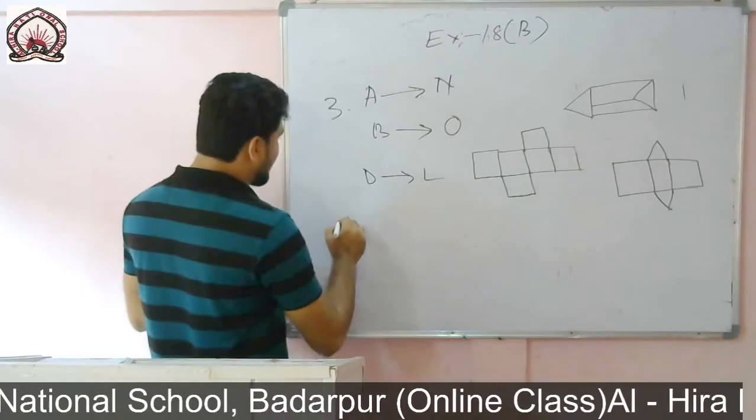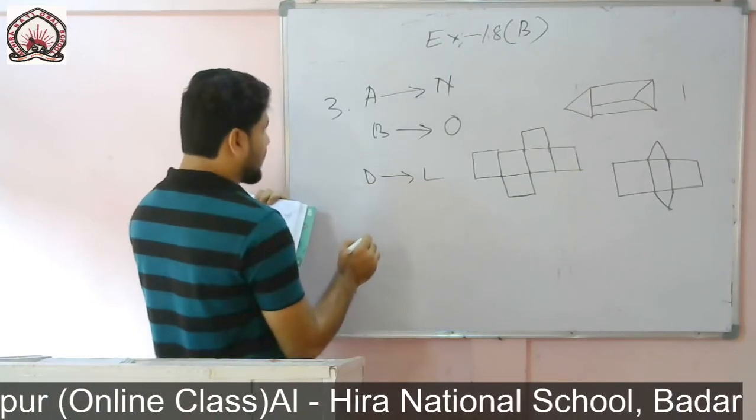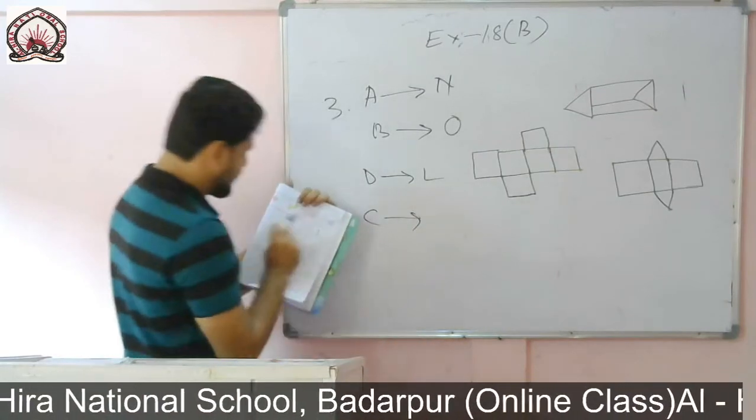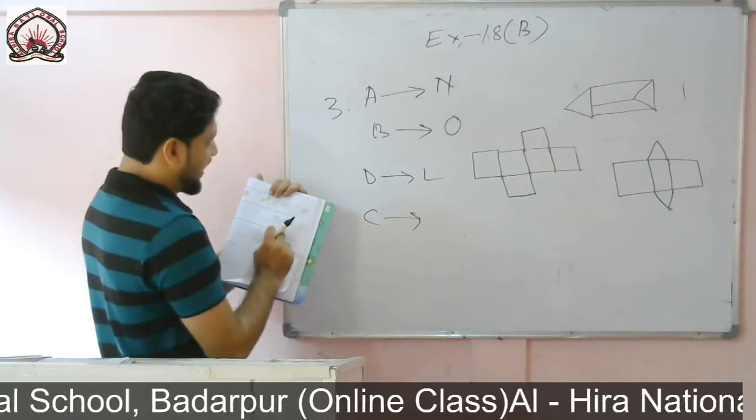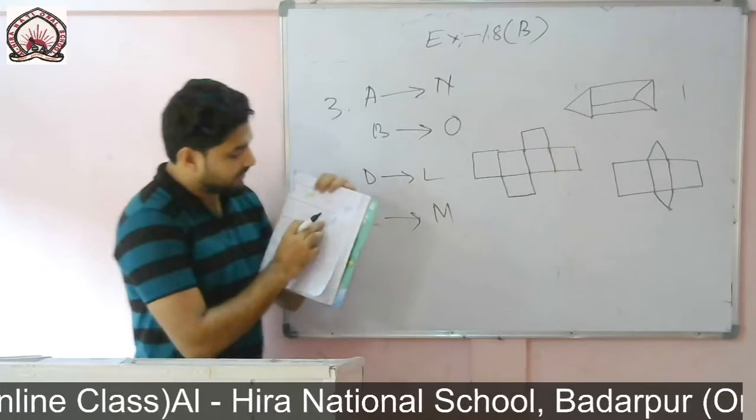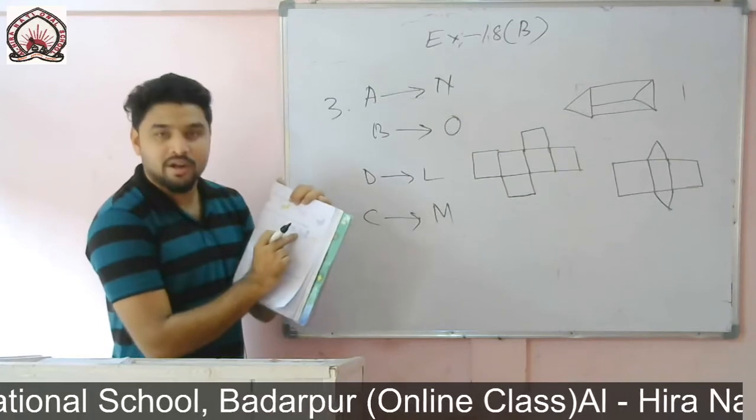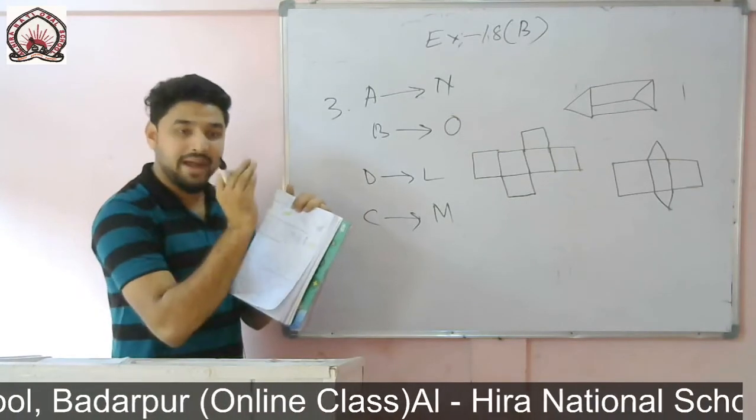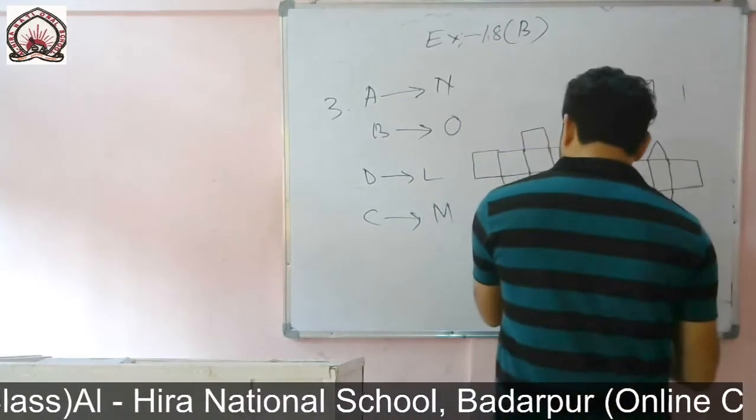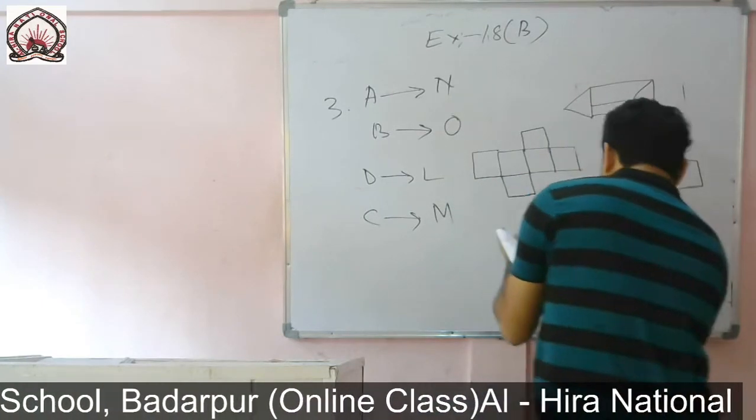Okay, now come to A, B, D. Already you have done. Oh, sorry, C. C I have not done. You see C. C will match with M, with prism, because you see there are 3 triangular sides and 1 square side, the base. 3 triangular sides and 1 square side, the base. Okay, so it will be like this.